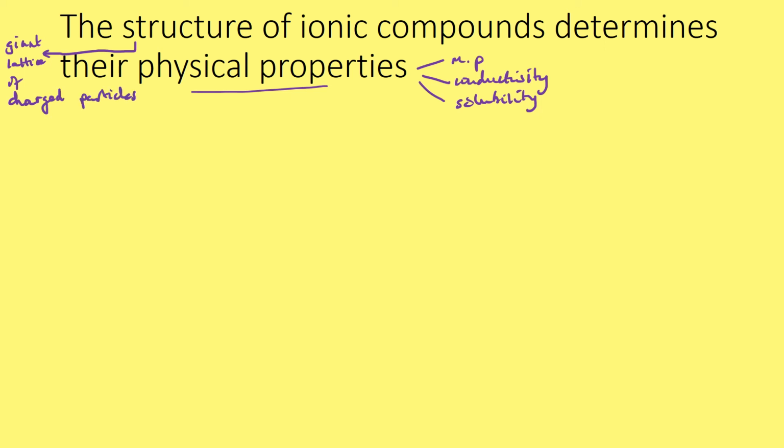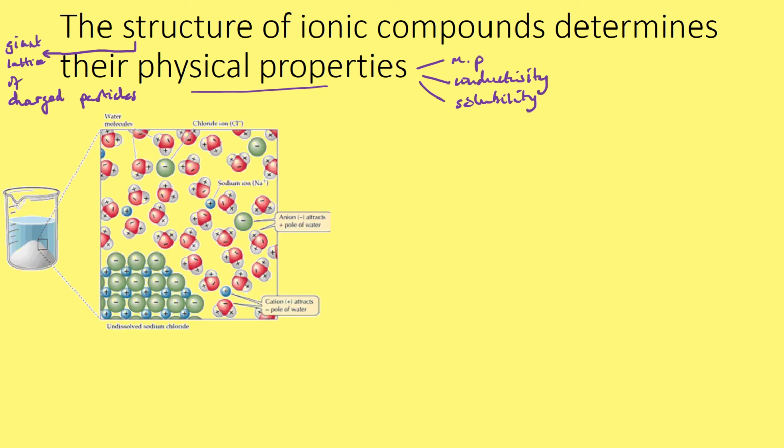Right, so the fact that we've got a giant lattice of charged particles, that's what determines the melting point, the conductivity and the solubility of these ionic compounds. So one by one, let's have a look at them. First of all, here we've got solubility, and on the left hand side you can see we've got an ionic compound, this white crystalline stuff in the bottom of the beaker, and it's being dissolved in water.